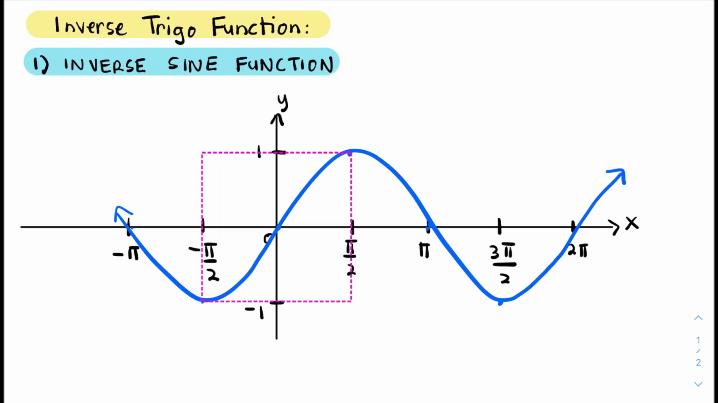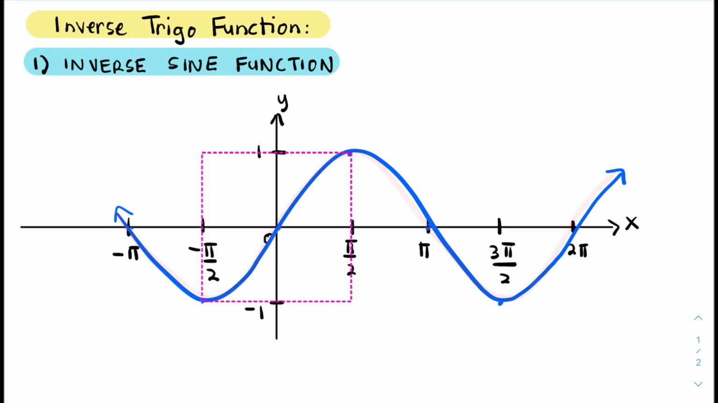Okay, in this video, I'm going to explain the inverse trigonometric functions. The first function that I will discuss is the inverse of the sine function. The inverse of a sine function actually comes from the graph of the sine function itself, which you have learned back in Maths 1.